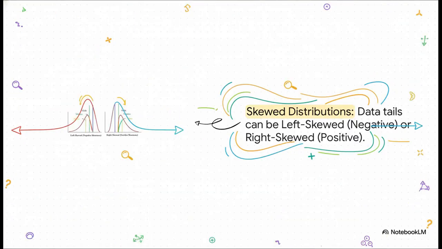But let's be real, real-world data is almost never perfect. It's usually skewed one way or the other. Now, a distribution is always skewed in the direction of its long tail, so a left-skewed or negative distribution has that long tail stretching out to the left. A right-skewed or positive one has its long tail on the right. Understanding this is so important because it has major practical implications.